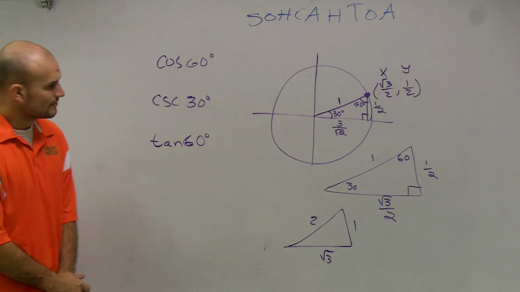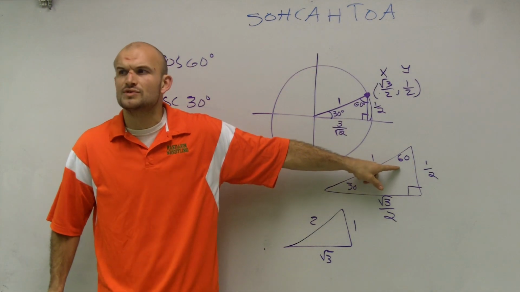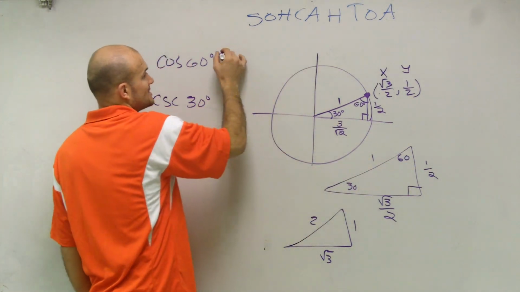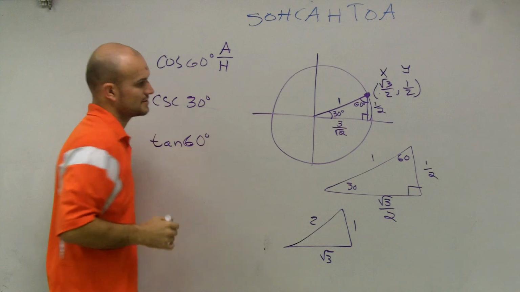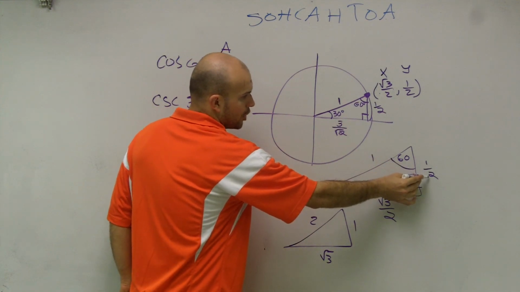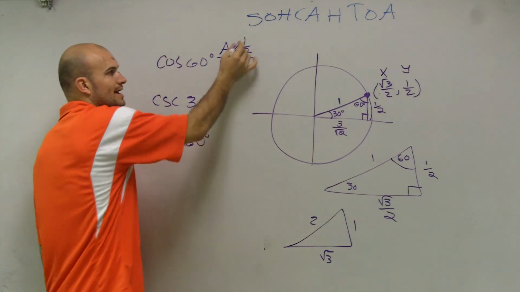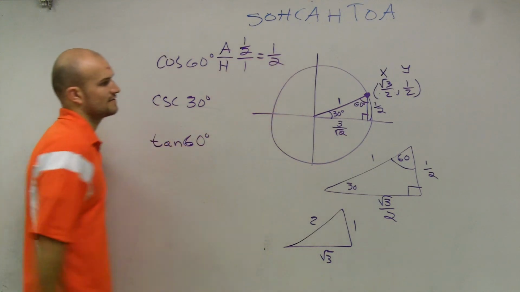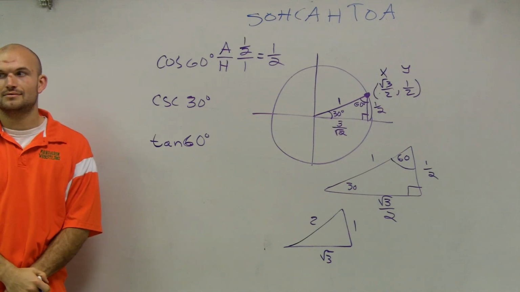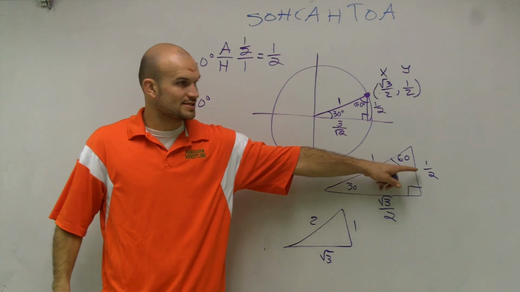So anyways, if I look at cosine of 60, so I look at 60 degrees and I say, all right, what is the cosine of this angle? Remember, cosine is adjacent over hypotenuse. So my adjacent side of 60 degrees is going to be 1/2 over the hypotenuse, which is 1. So I'm going to have 1/2 over 1. Well, 1/2 divided by 1 is 1/2. Does everybody see why 1/2 is my adjacent?